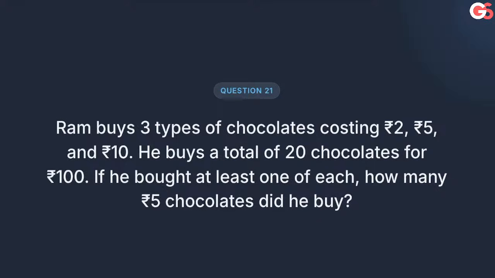Okay, now here we were here, right? So three types of chocolates costing 2, 5 and 10. So let it be 2x plus 5y plus 10z is equal to 100. We also know that x plus y plus z is 20.